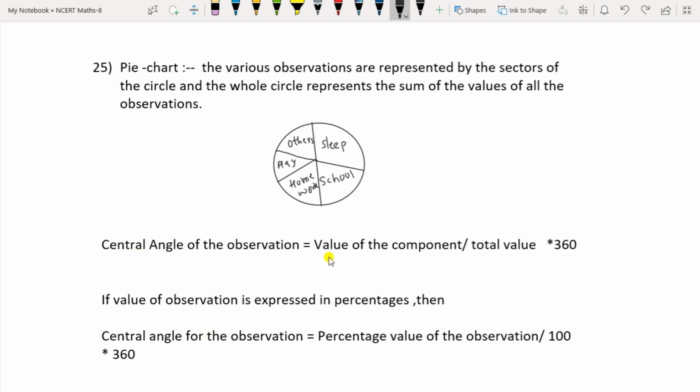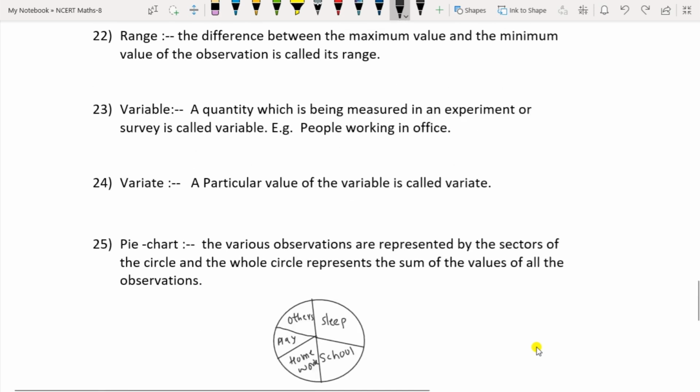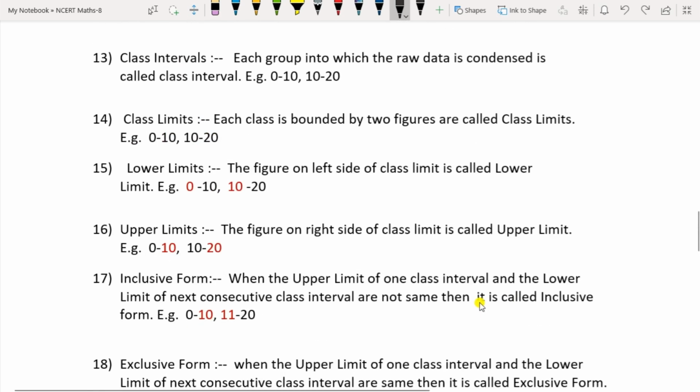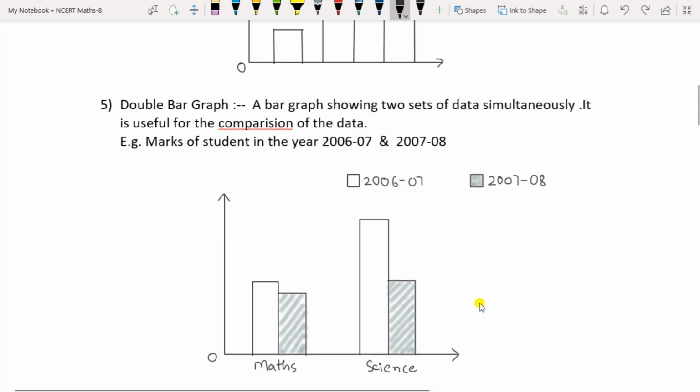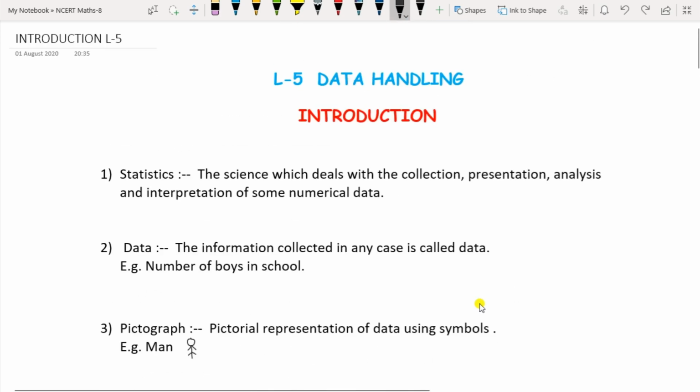If we want to find the central angle and a simple numerical value is given, then it is value of the component upon total value multiplied by 360. And if it is given in percentage, then it is percentage value of the observation upon 100 multiplied by 360. So these are all the points you need to know in this lesson. Also, the definitions are very important in this lesson. You need to learn these definitions too.